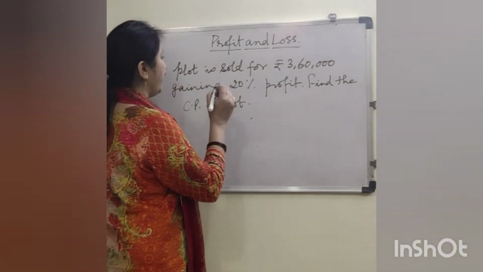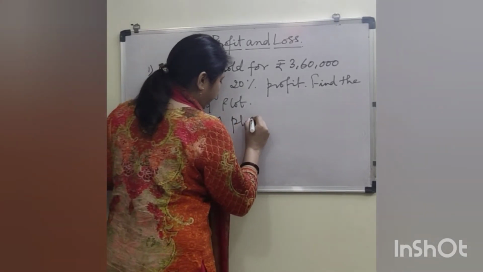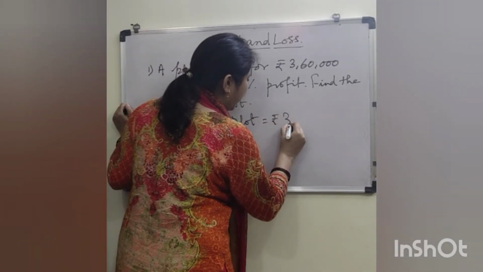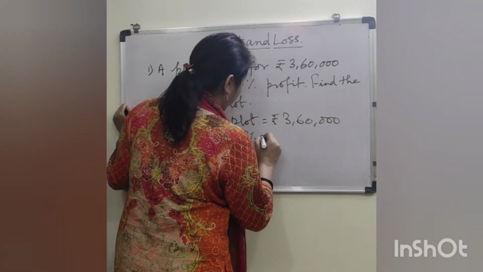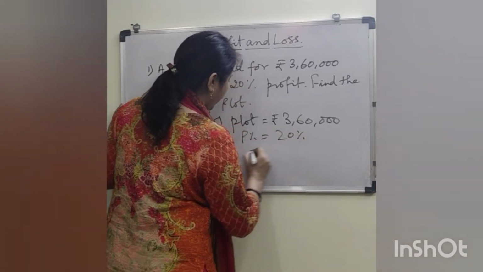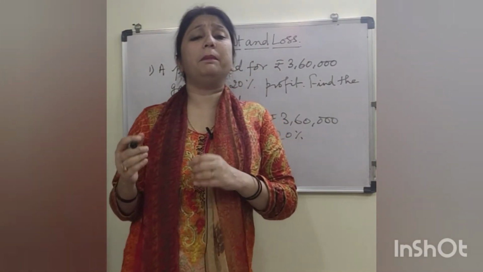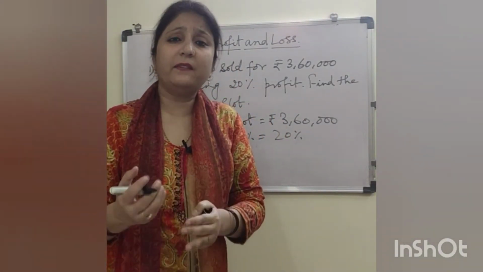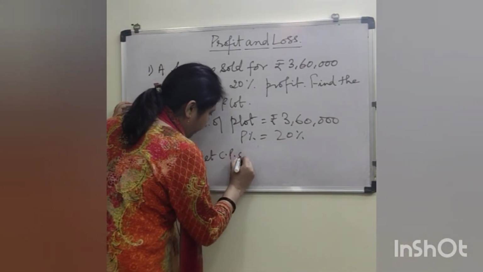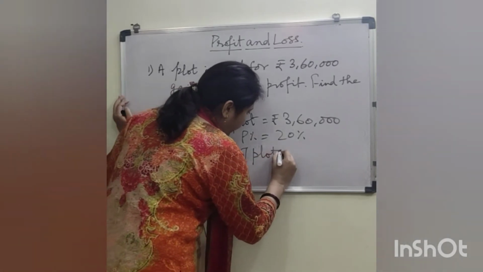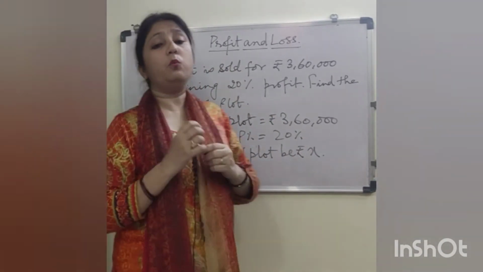So let's write the given thing. SP of plot is equal to rupees 3,60,000. Profit percent is 20%. What we don't have? CP we do not have. So we will not directly apply the formula. Please avoid using formula. Take CP as X. Let CP of plot be rupees X.